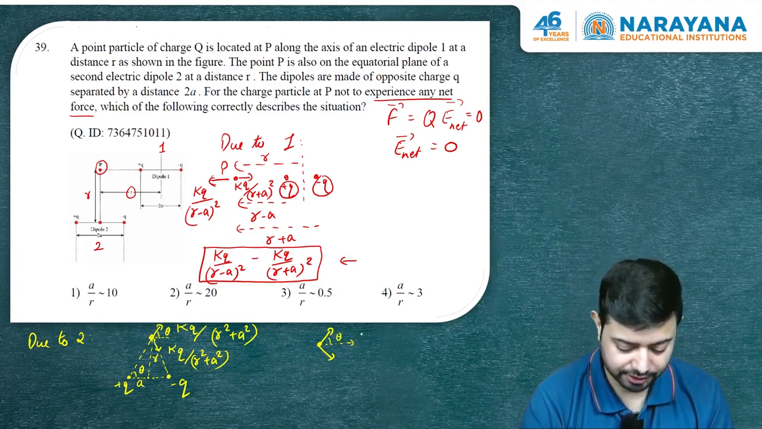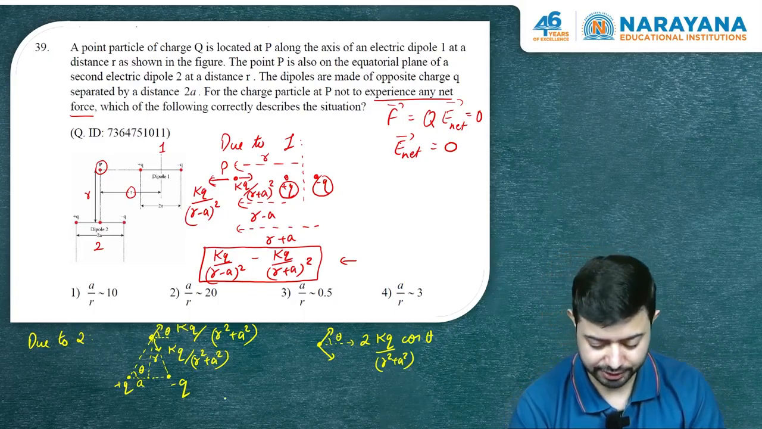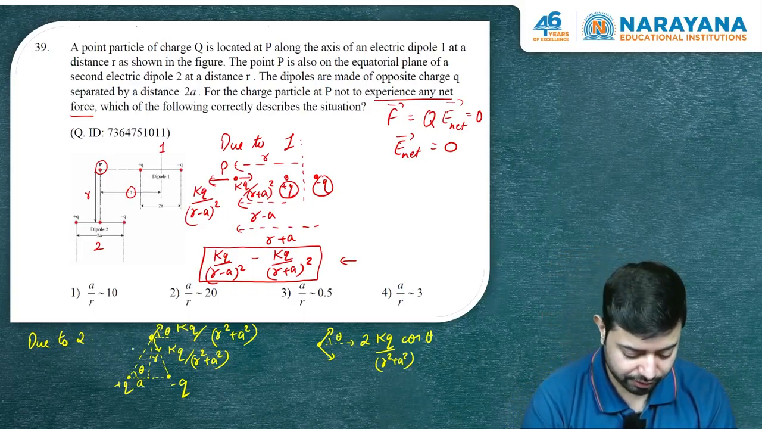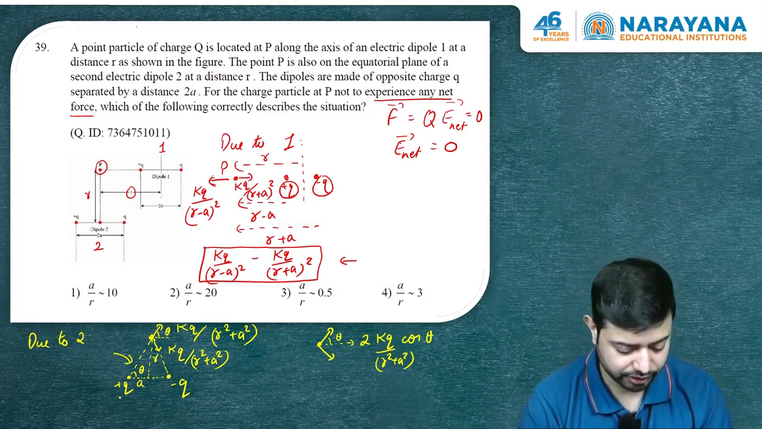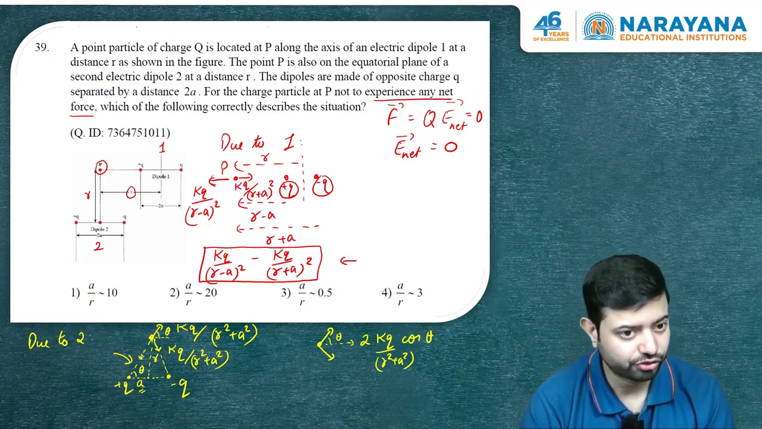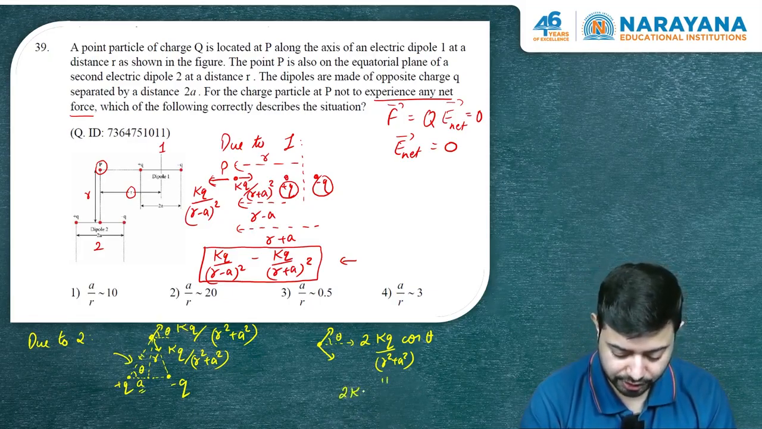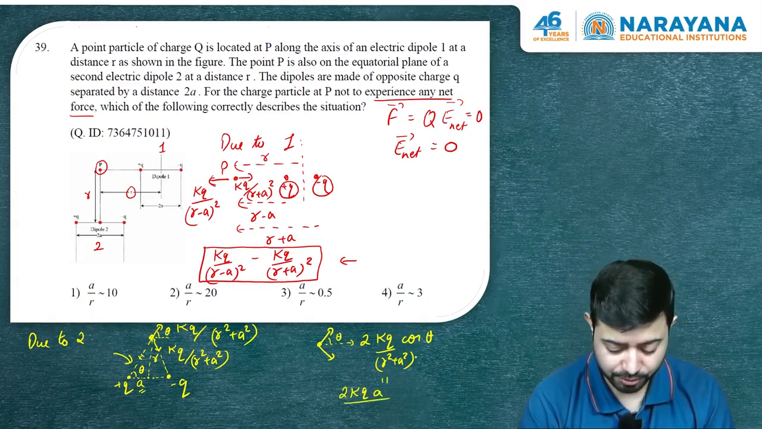How much should be the net? Well, it will be 2 times kq by r square plus a square multiplied by cos theta, because each one of them will contribute a cos theta component, right. Now, what is cos theta? Okay, look at this triangle. What is cos theta? It is going to be a by hypotenuse, right. So, you can also put it over there. How much is it? 2 kq a by hypotenuse. Hypotenuse is r square plus a square raised to the power half.